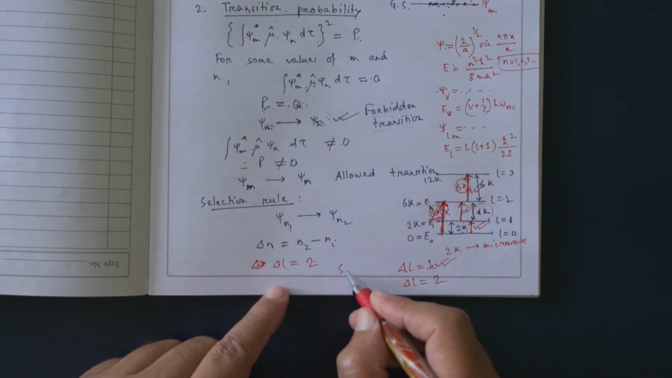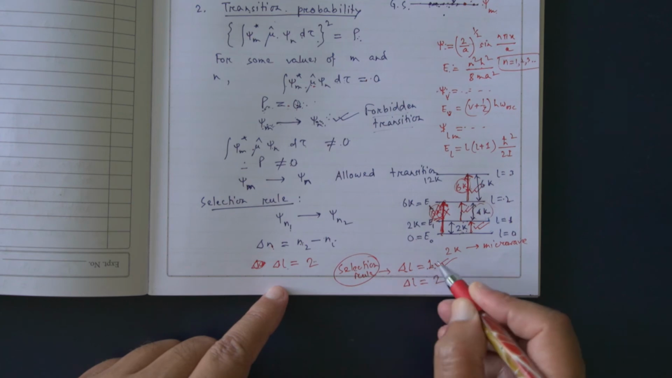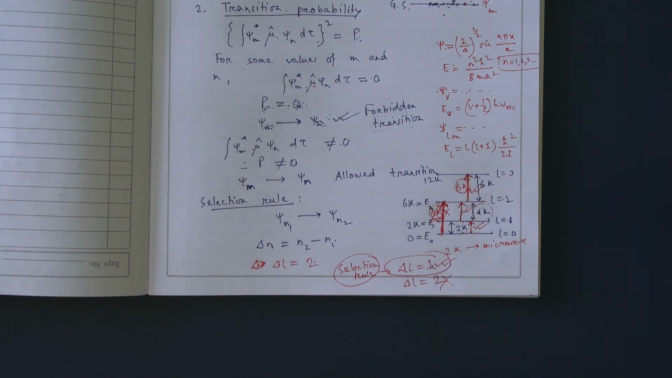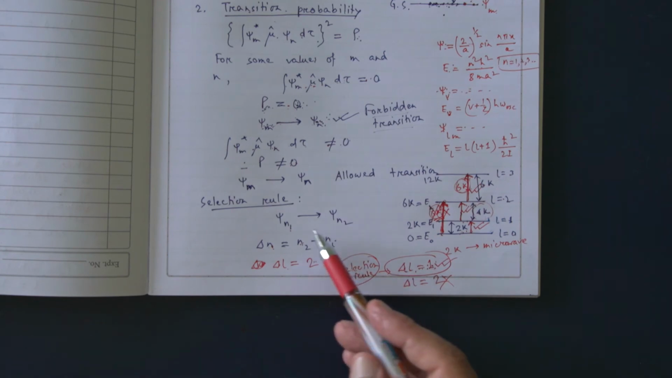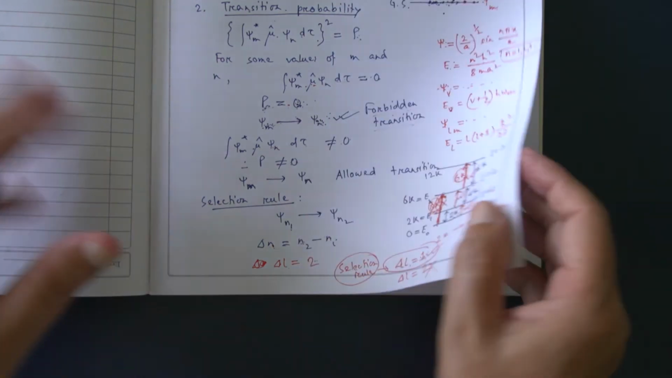And the selection rule is this. This is the selection rule, not this. So the selection rule will give you the allowed transitions. Which transitions are allowed? So the selection rule will give you the allowed transitions, not the forbidden transitions. We will get selection rules when we discuss different types of spectroscopy. So this is the introduction.